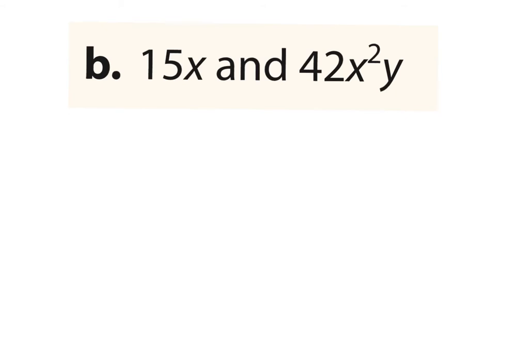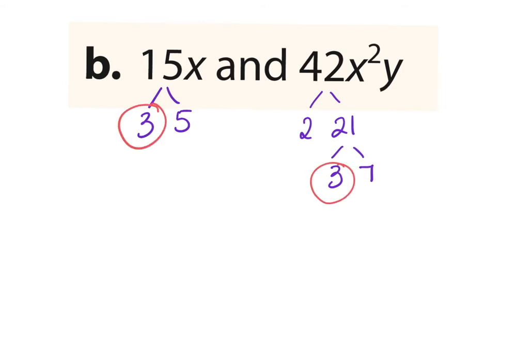So I'm going to look at the numbers first. 15 is also an easy prime factorization. That's 3 and 5, right? 42 is 2 and 21, 3 and 7. I only have one thing in common here. What's in common with the numbers? The only thing in common is the 3, so I can take a 3 out. All right? Let's look at my variables then.